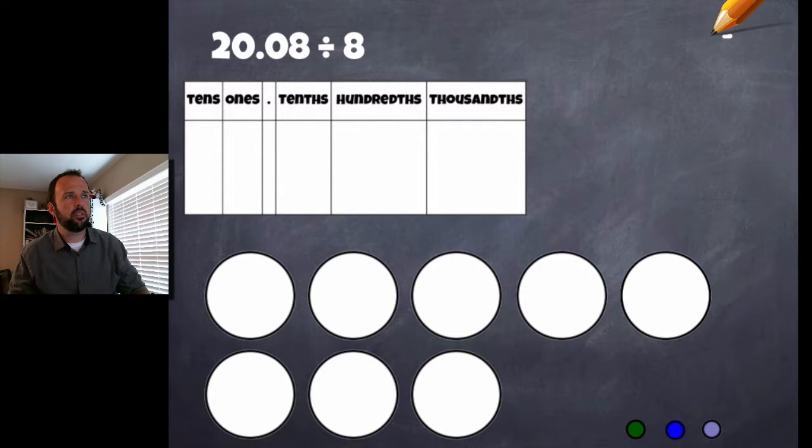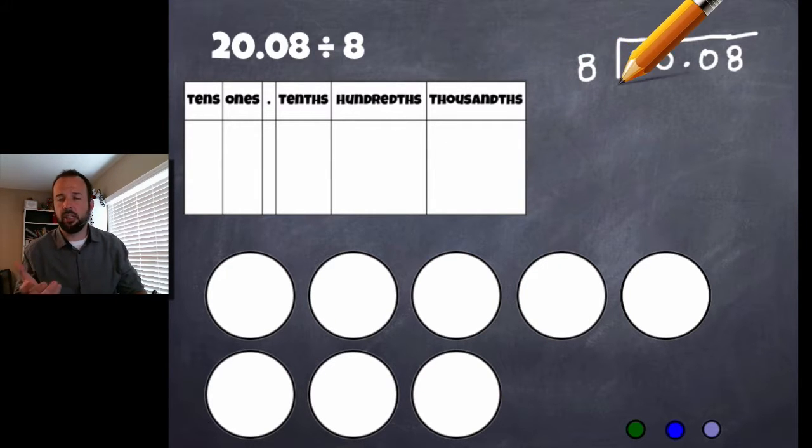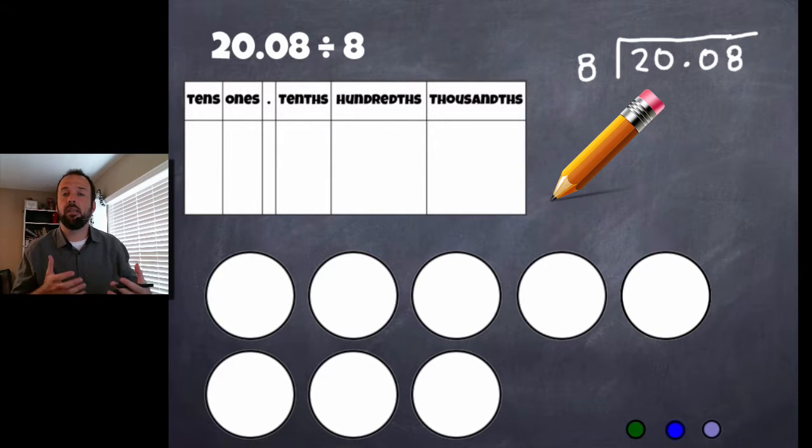So I'm going to start by writing my standard algorithm up here to get that started. So I have 20 and 8 hundredths, and that's going to be divided by 8. Okay, so knowing my standard algorithm, or if you guys remember how to do it, you could do 8 goes into 2, well, it doesn't go into 2, but it can go into 20, and so on. But I'm still going to use my place value chart to help me keep track of things and really see the why behind why that standard algorithm is going to work.